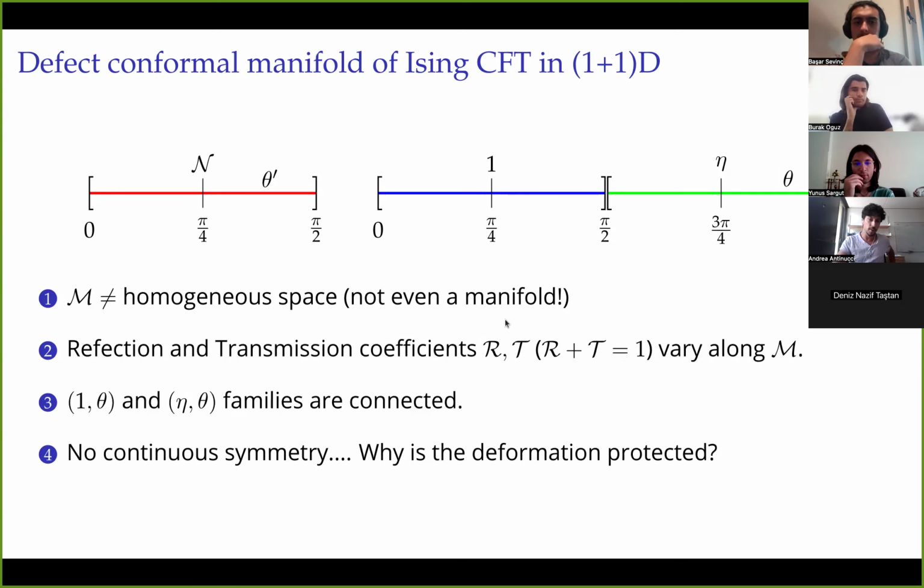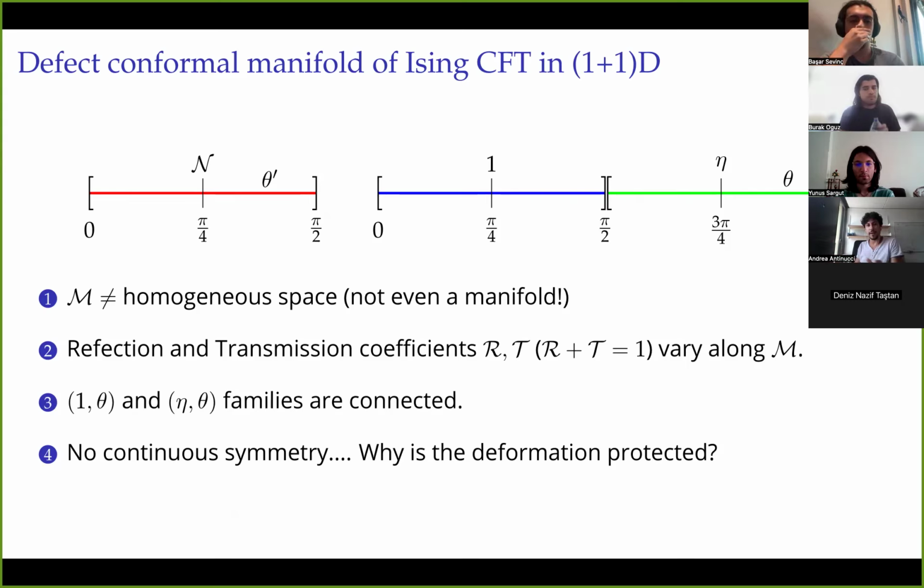Also, one can compute the reflection and transmission coefficients along this conformal manifold, and they vary. You also see this somewhat funny property that these two intervals, the one coming from deforming 1 and the one coming from deforming eta, are connected at the point pi/2. We would like to explain all these features without doing any complicated and hard computation. We want to understand why this is the case, in particular why there is a conformal manifold, and what property protects this deformation from getting an anomalous dimension.